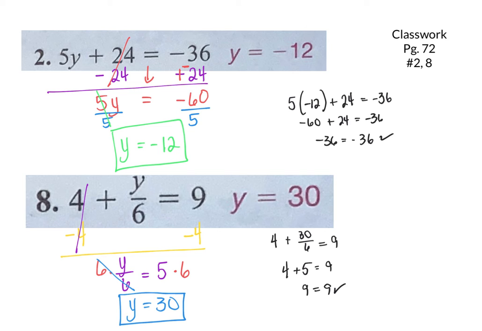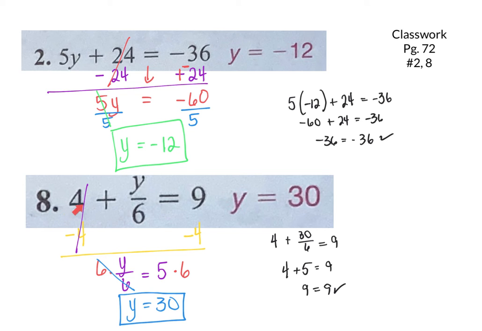All right, so for number 8, this is a little bit different. It started with a 4 and then plus y over 6. You always want to get rid of what doesn't have the variable in it first. And so this one is a 4. It doesn't have a plus or minus in front of it. So we're going to assume that it's positive. If it were negative, it would have a negative in front of it. So we are trying to make this 0.